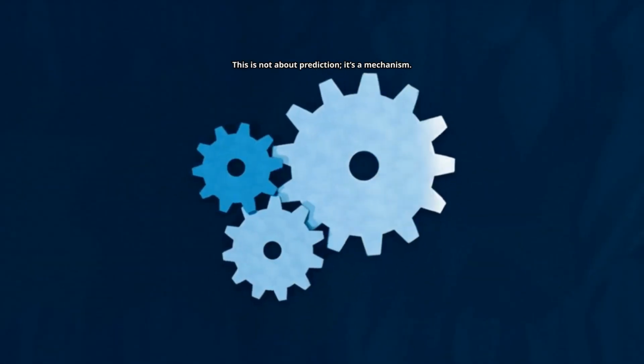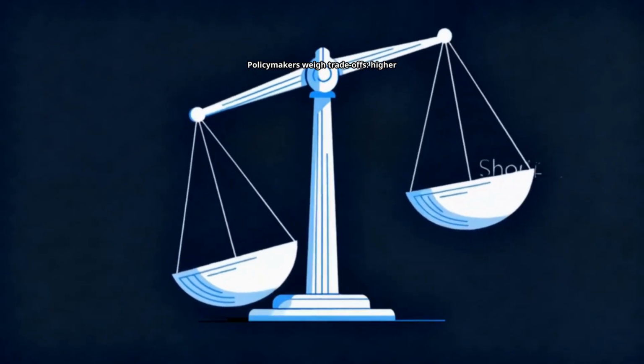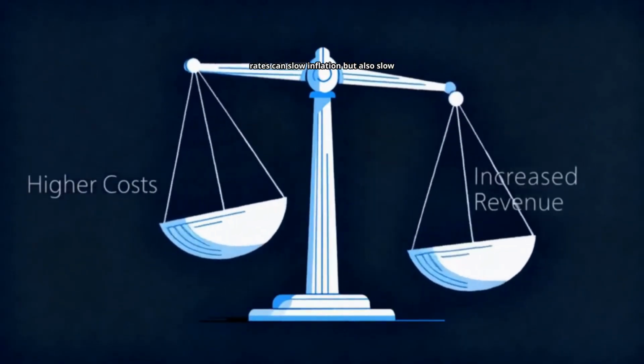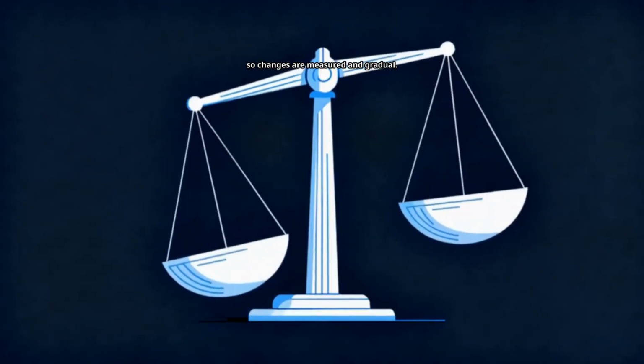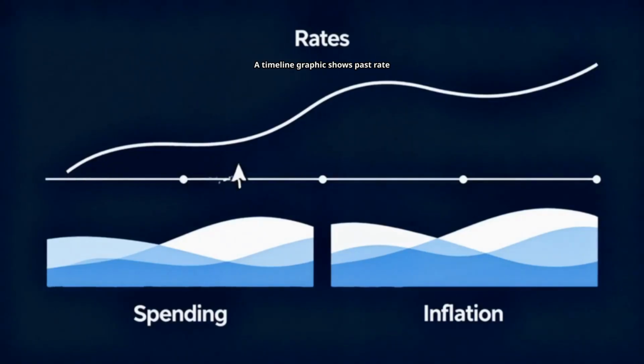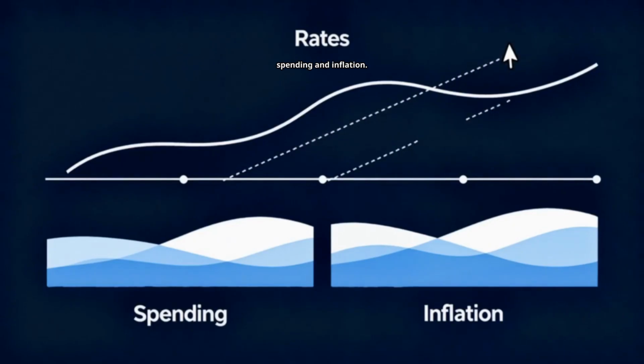This is not about prediction, it's a mechanism. Policymakers weigh trade-offs. Higher rates can slow inflation, but also slow growth and hiring, so changes are measured and gradual. A timeline graphic shows past rate moves and their delayed effects on spending and inflation.